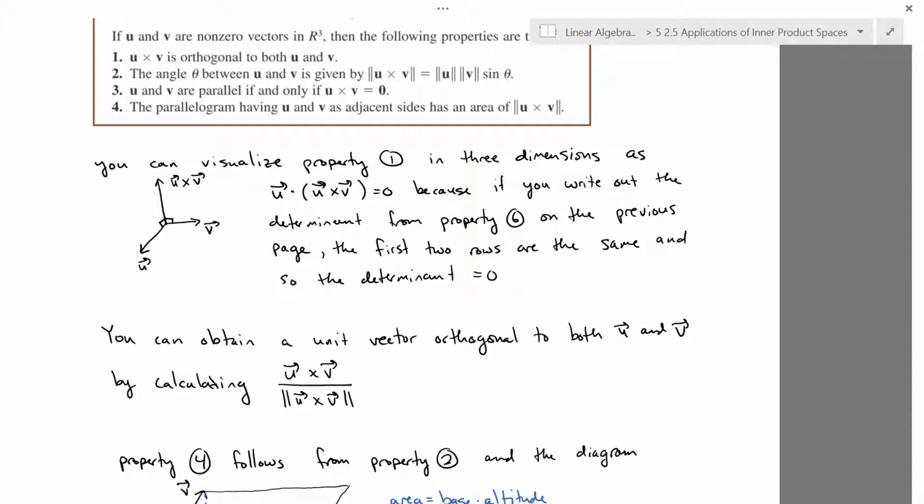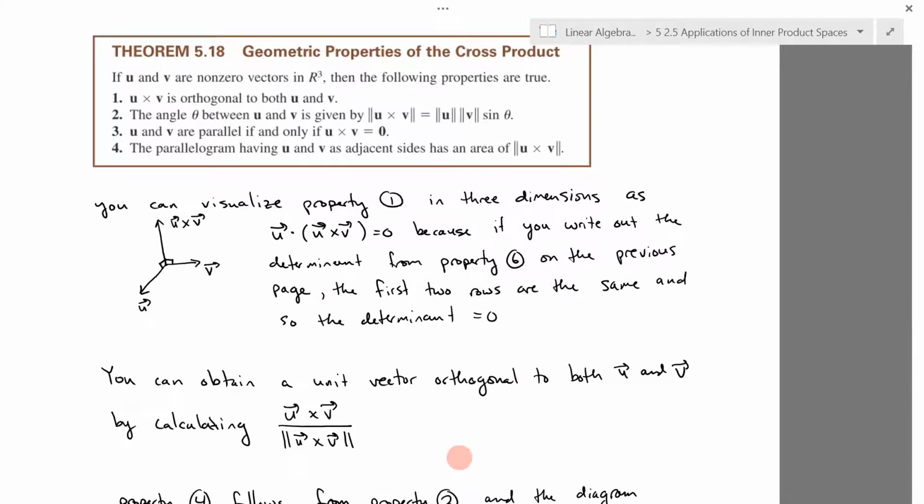So another thing is that we see that the result of u cross v is orthogonal to both u and v, right? And if you want a unit vector from that, then you can just divide by its length to produce a unit vector that's orthogonal to both u and v.